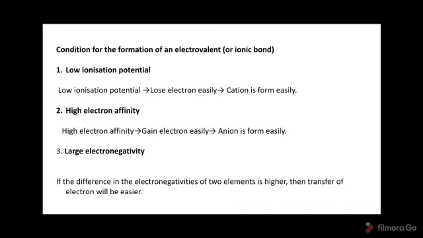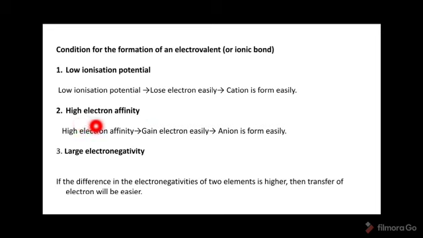Conditions for the formation of an electrovalent or ionic bond. First one, low ionization potential. What is actually ionization potential? The energy required to remove the electron from the outermost shell. If one of the atoms has low ionization potential, then it will be very easy to form an electrovalent bond. If it has low ionization potential, electrons will be released very easily and the cation will be formed very easily.